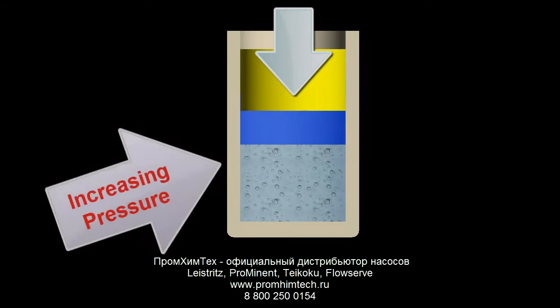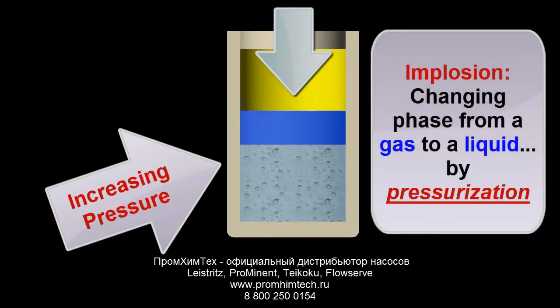As the pressure increases, notice that the gas bubbles collapse under the increasing pressure as they return to a liquid phase. This rapid collapse, also called an implosion, of gas bubbles under pressure is the basis for understanding how cavitation damage is caused. Okay, I'll resume the animation and repressurize the cylinder.